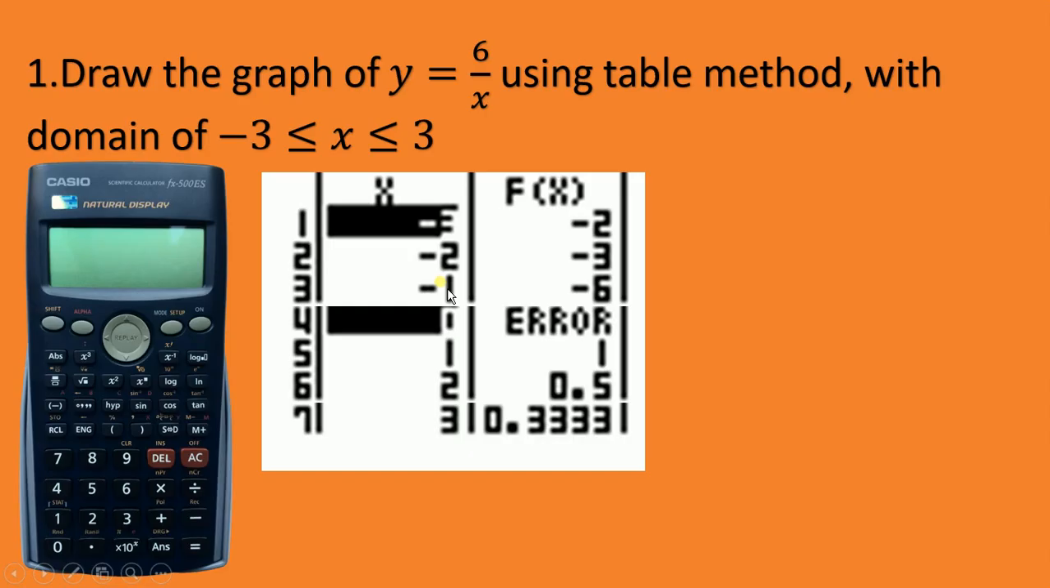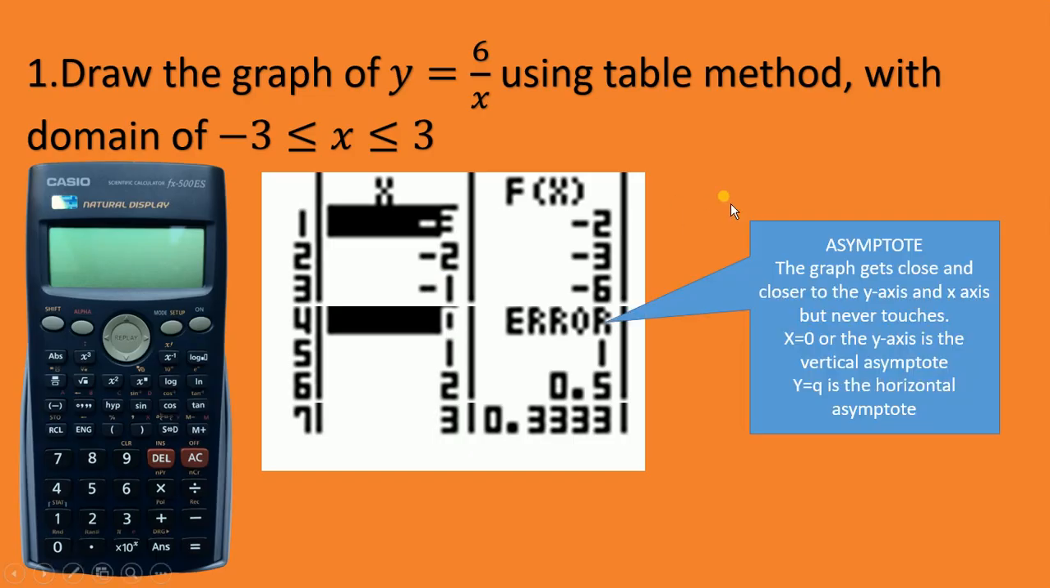We go into our Cartesian plane and construct this graph now using the table method. Before we do that, look at the asymptote. The graph gets closer and closer to the y-axis and x-axis, but never touches it. X equal to 0, the y-axis, is the vertical asymptote, and where y is equal to the q value, which there is none over here, is the horizontal asymptote. So with asymptotes, we must remember, it's where the graph will try to touch the x-axis or the y-axis, but never does, or rather gets very close to it, but never touches it.